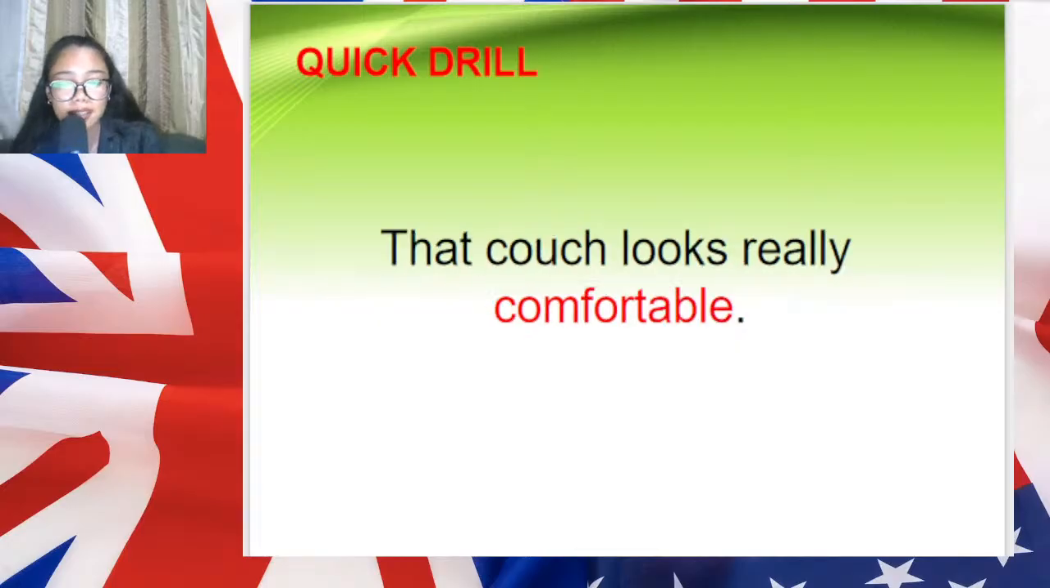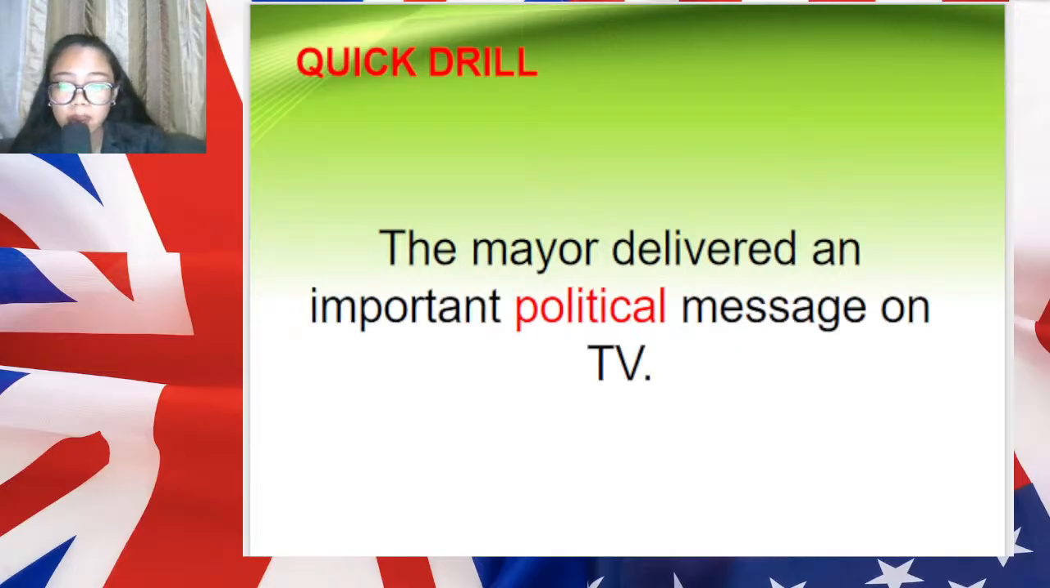Next sentence. That couch looks really comfortable. We've already mentioned comfortable. To make it short, since it ends in -able, the rule says third syllable from the end, and that's comf. So we say comfortable. Again, comfortable. Next, the mayor delivered an important political message on TV.